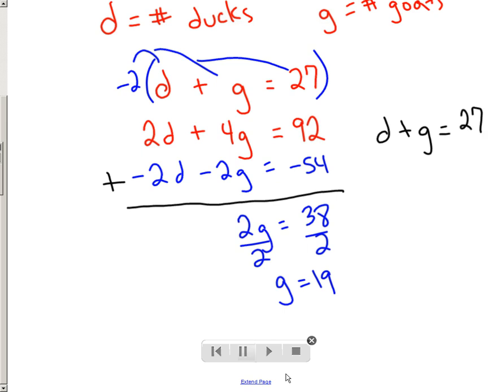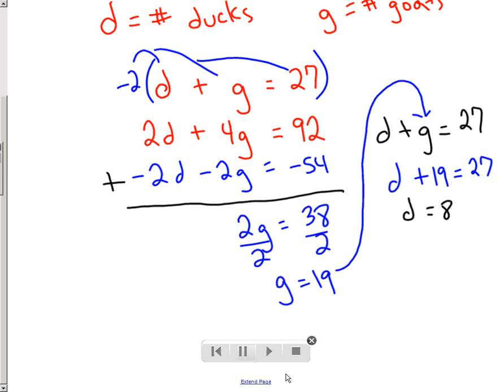Now, how do you get the second variable? You got to go back to that easy equation and plug in what you know. You got 19 for the g, so you plug that 19 in there. And then just solve for the ducks, which would be 8 left.